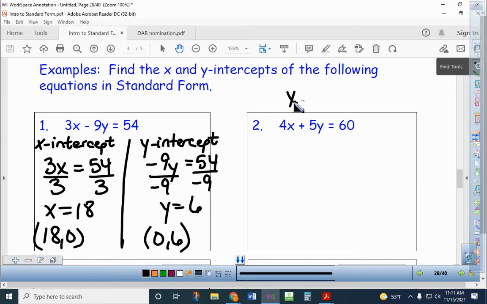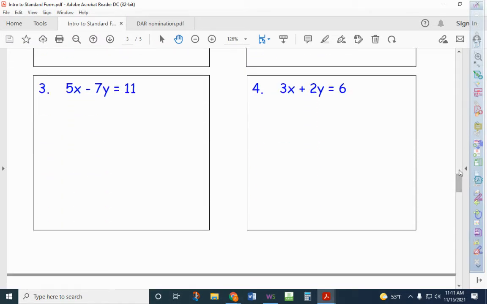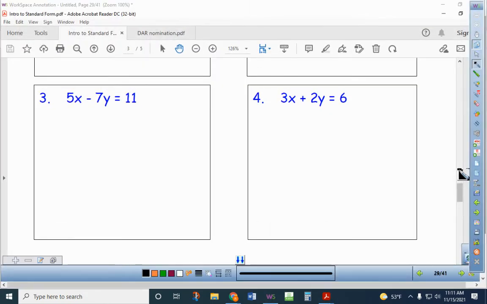All right, I want you to try this one. And I'm going to go ahead and skip. You can come back to that one. We're going to skip to number 3 because our numbers are not pretty. And that's okay. I mean, fractions are numbers.